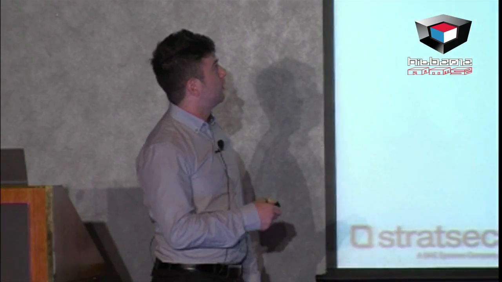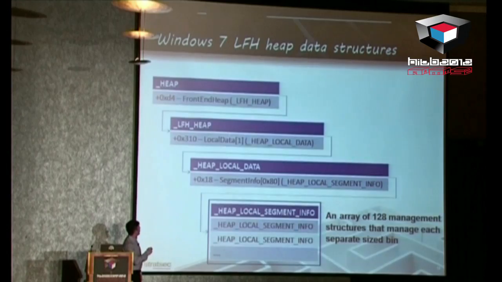The actual front end, the low fragmentation heap, starts off by having a pointer to the low fragmentation heap from the actual heap base. And then it has another data structure here called local data. And then there's a local data segment info, which is actually an array of more management structures. So essentially it's just a heap within a heap, right? It's more management structures inside another management structure, which then is inside another management structure. But what we're going to be focusing on mainly is this data structure here.